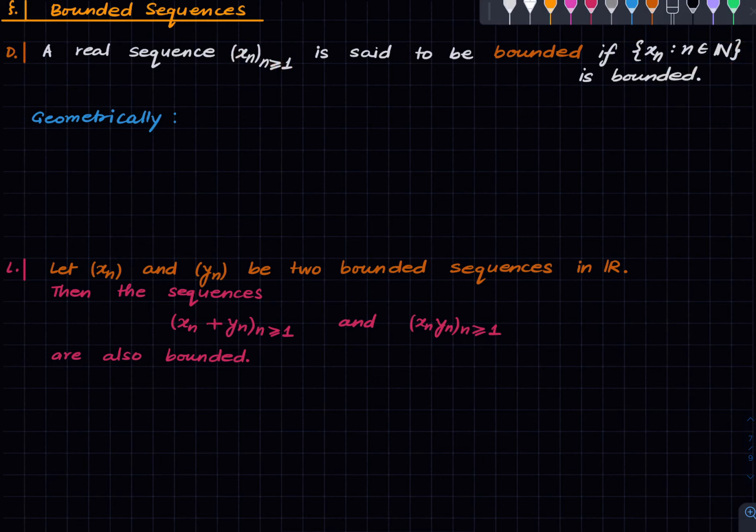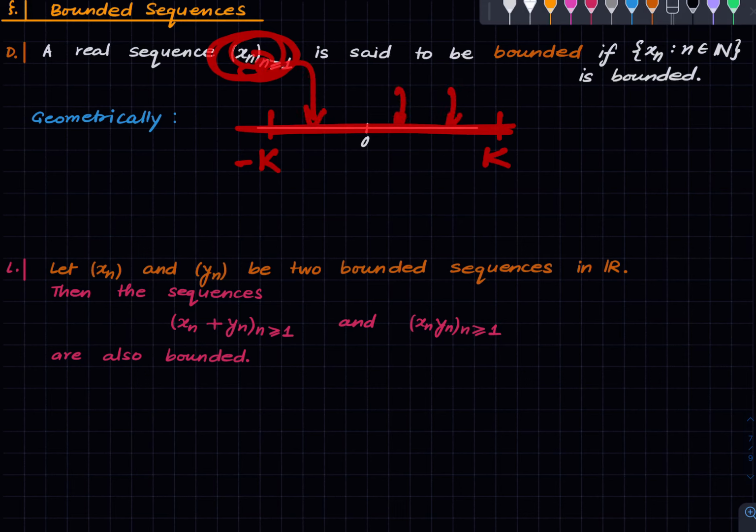Okay, so we say this sequence is bounded if the corresponding set is bounded. In other words, you can think of it in this way. This is a geometric picture. If this is the real line, we say this sequence is bounded if there is some k such that each x_n is within the interval (-k, k). That is one way to state it.